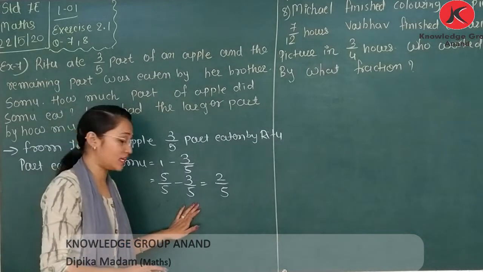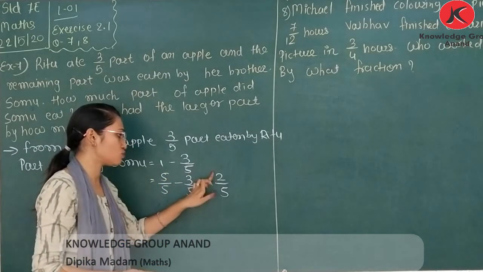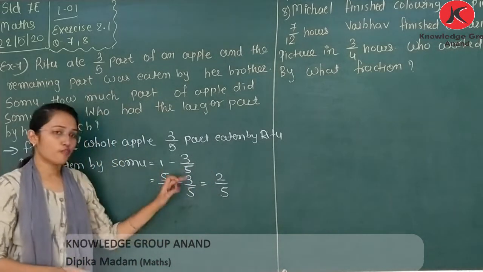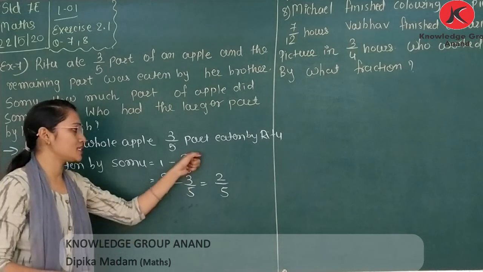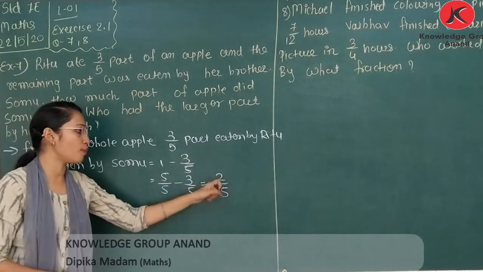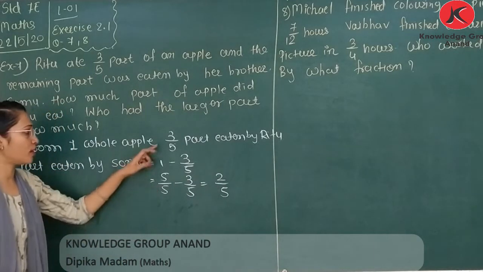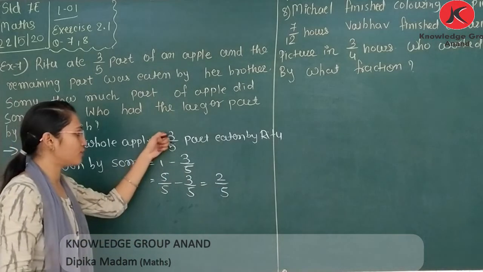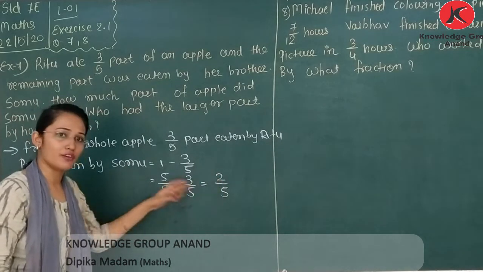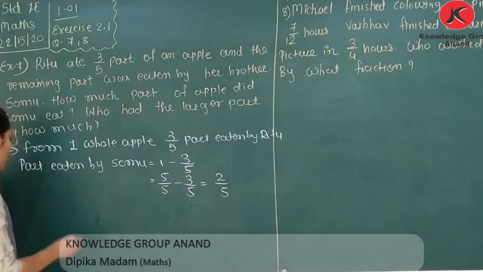So moving on to take the LCM, 5 minus 3 is 2, so 2 by 5. It means from the 5 parts, 3 parts are eaten by Ritu and 2 parts are eaten by Somu. Now who ate more part? Ritu ate 3 parts and Somu ate 2 parts. Obviously Ritu ate the larger part.